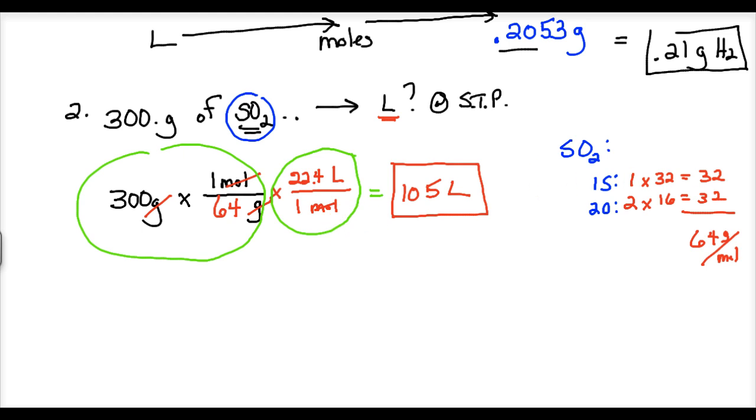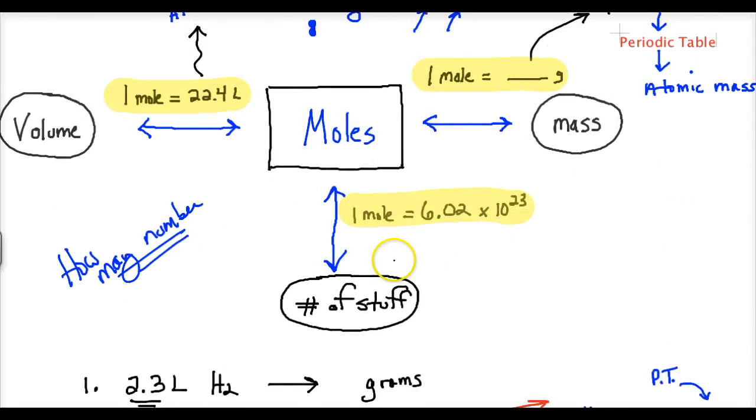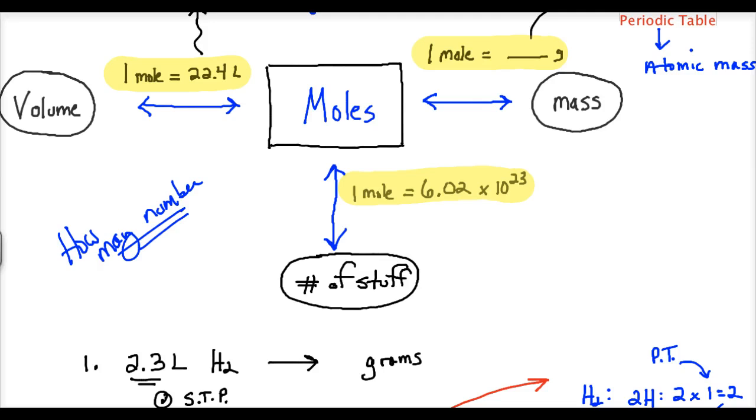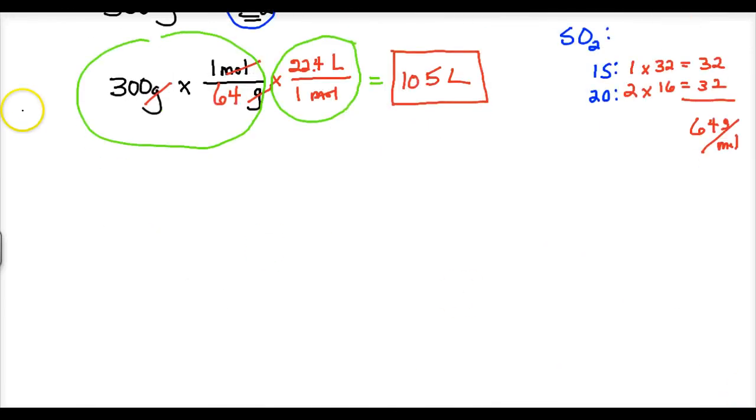Now, if you notice, we kind of skipped number of stuff. So let's do one with that. Let's go from grams to number of stuff. Let's go grams of something to the actual number of molecules. Okay, so this will be fictitious problem number 3. Let's start with 100 grams of, let's see, hydrogen sulfide. That's H2S.